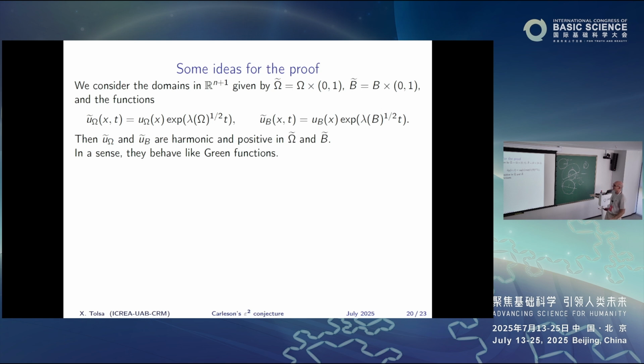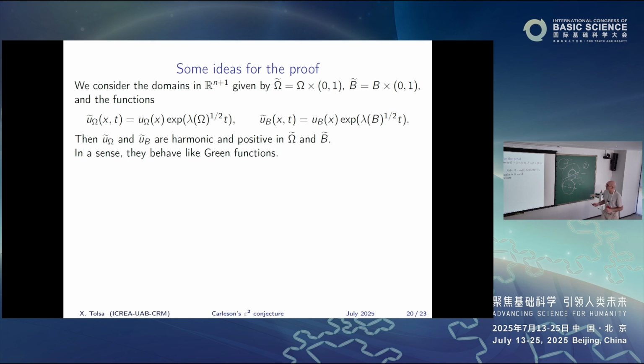Okay. Some very quick ideas about the proof. We consider these eigenfunctions. We do a typical trick, multiplying by this exponential, adding an extra variable. If we do this, we convert eigenfunctions into harmonic functions. So now these U tilde have become harmonic functions in R^n in one dimension more, in R^(n+1).